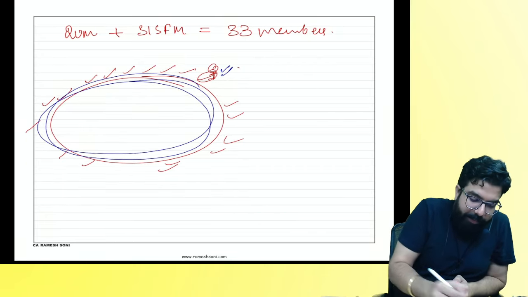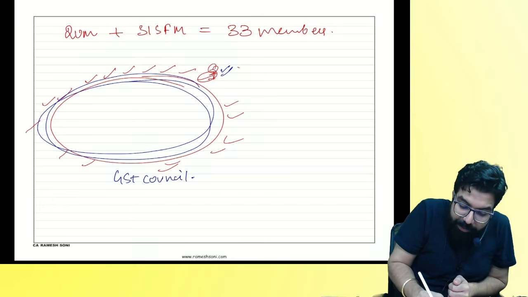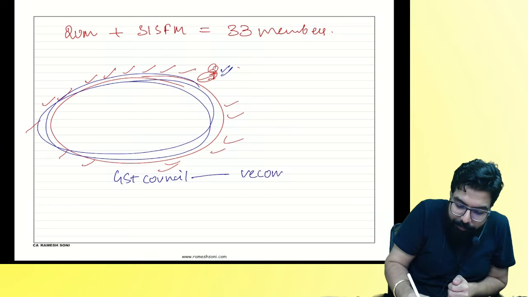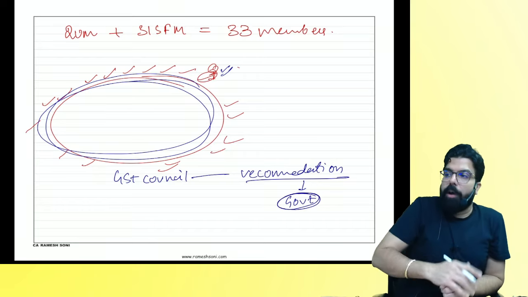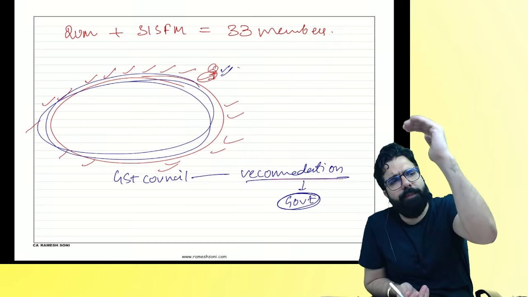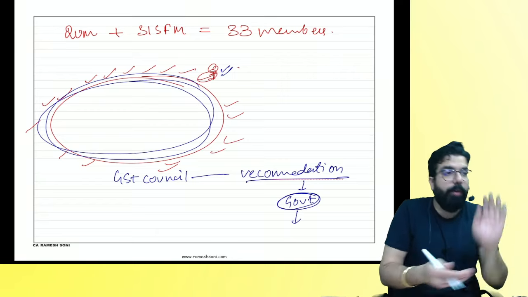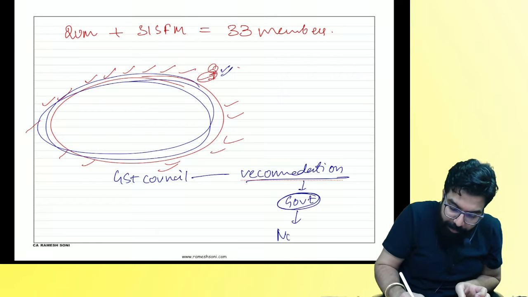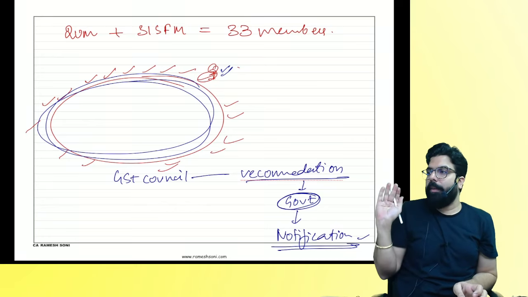This GST council will give their recommendation. The recommendation they will give to the government, saying we think that the rate of GST from 28 should be reduced to how much? 18. And the government will issue one notification. Government will issue what? A notification that from today, the GST rate on this item is 18%.